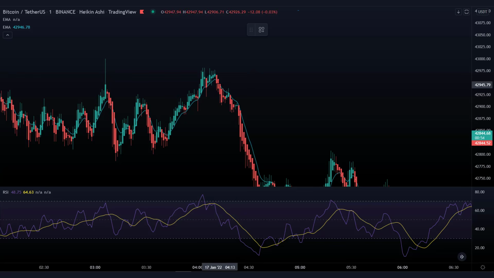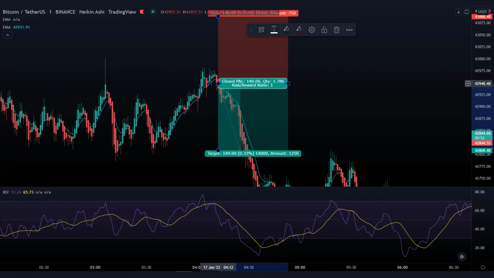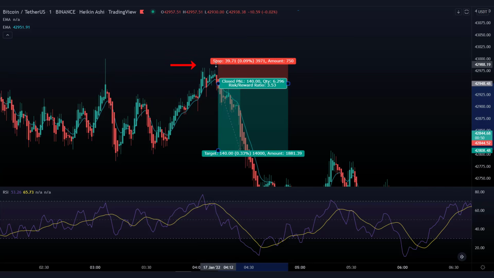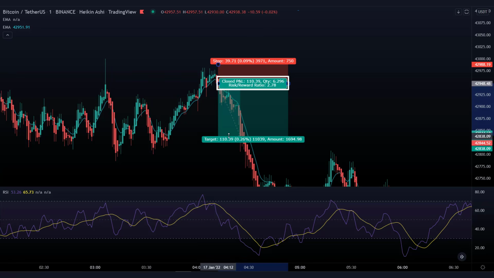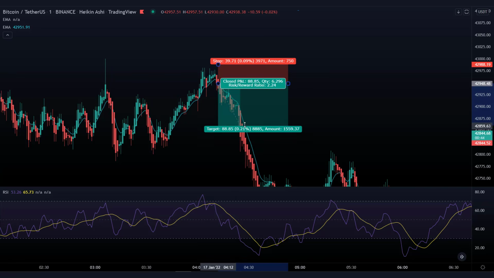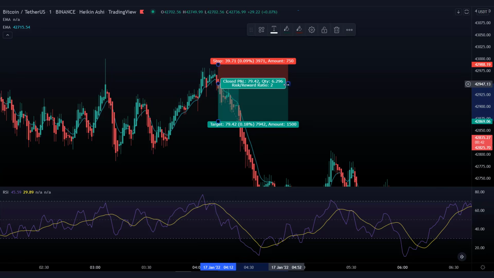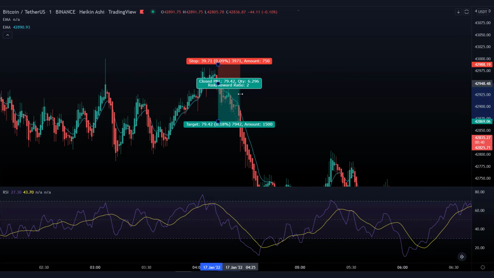We now open a short position with a risk-reward ratio of 2. We set our stop loss above the last high and place our take-profit target twice as high. As you can see, this was an easily profitable short position. I'll show you a position again from the beginning.